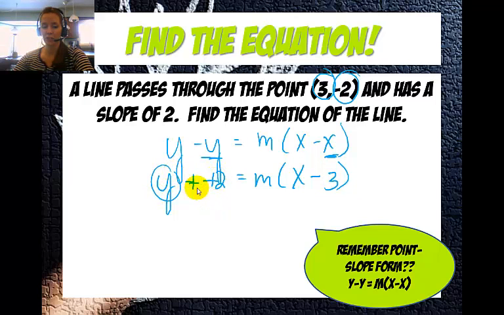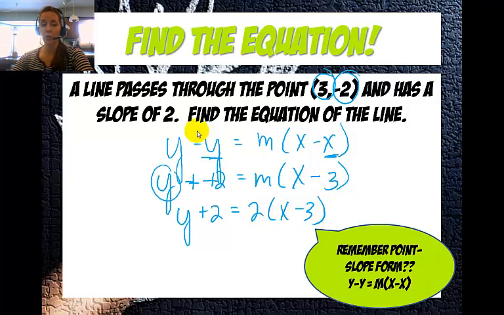So when you have y minus negative 2, keep, change, change. Now it's just plain old y plus 2. And then your slope is 2, so 2 times x minus 3. They told you your slope is 2. So let's go ahead and distribute. That's 2 times x, 2x, and 2 times negative 3, negative 6.